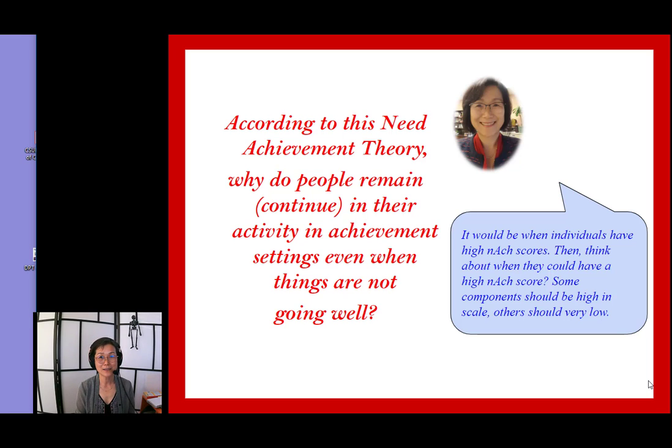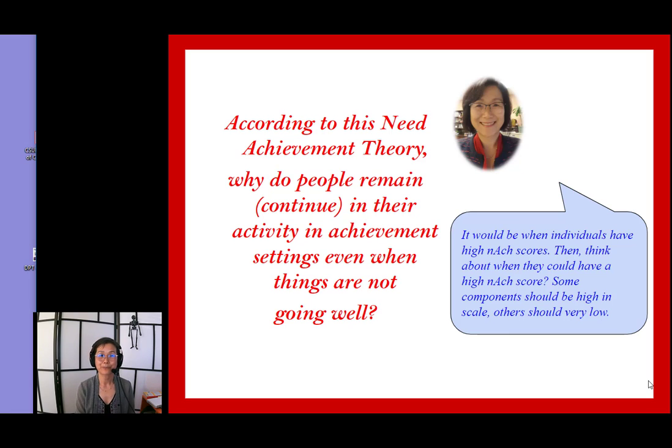First question. I'm going to ask this question 3 times throughout this topic, this lesson. And this is the first time asking. So by yourself or with your group members, you need to answer this question. According to need achievement theory, why do people continue in their activity in an achievement setting even when things are not going well? Can you answer that question?